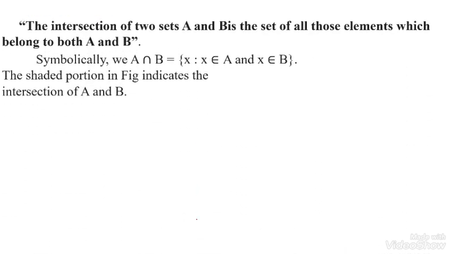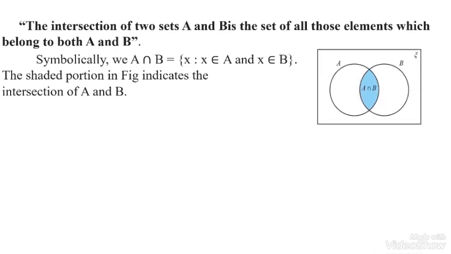Now, we will define the intersection here. The intersection of two sets A and B is the set of all those elements which belong to both A and B, or else the elements which are present in both A and B.